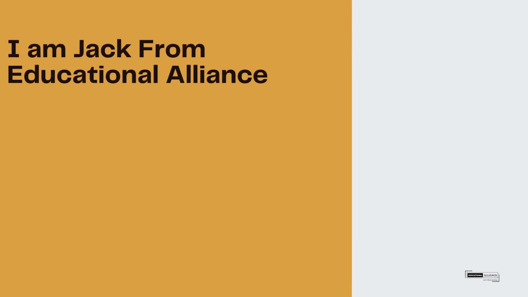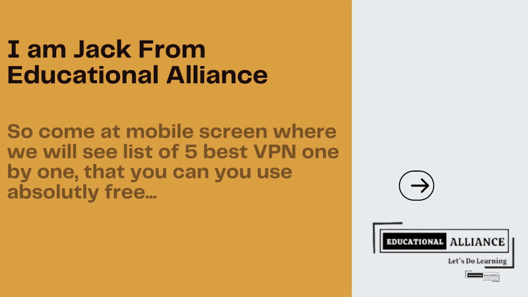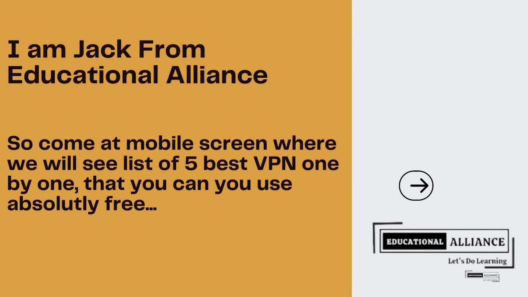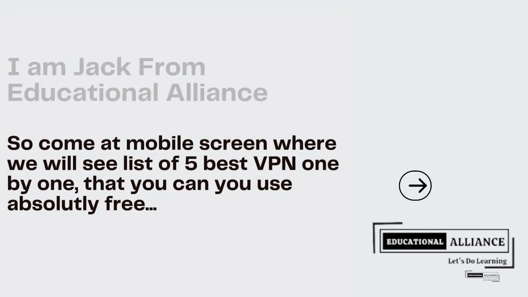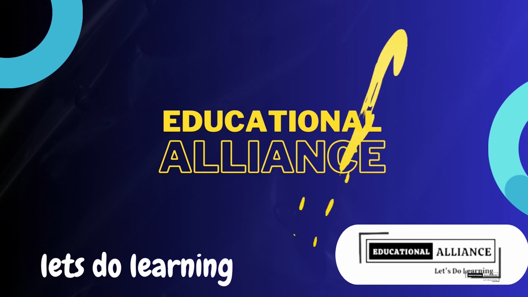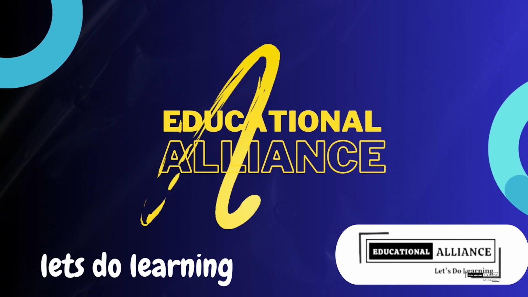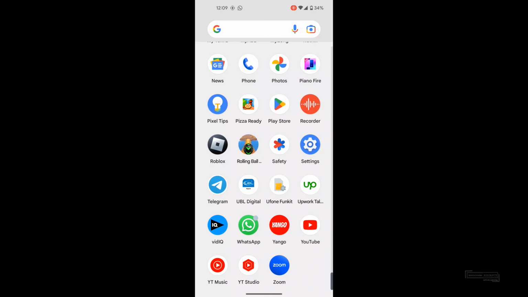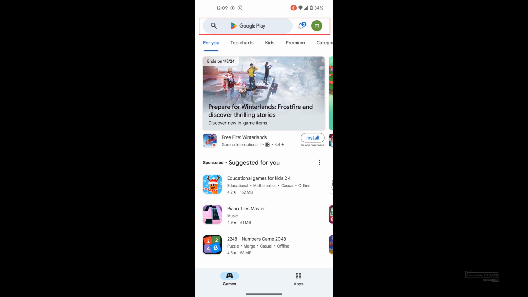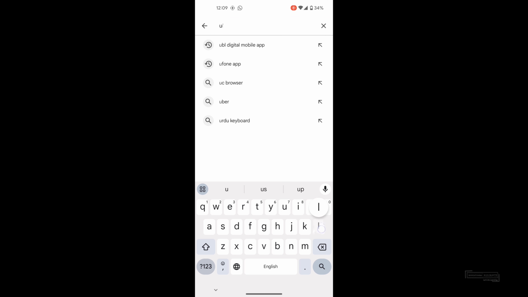I am Jack from Educational Alliance, so come to the mobile screen where we will see the list of top 5 best VPNs one by one that you can use absolutely free. Now open Play Store by clicking it here. Then select this field and write UltraSurf VPN, and click Enter.